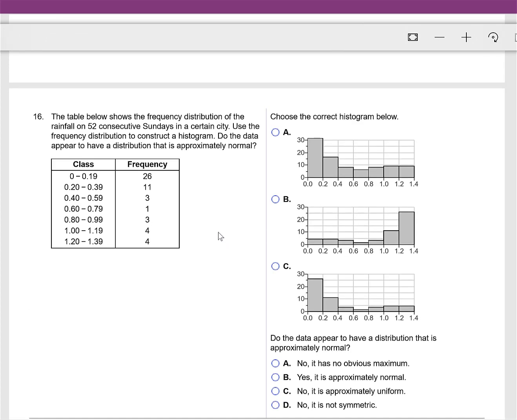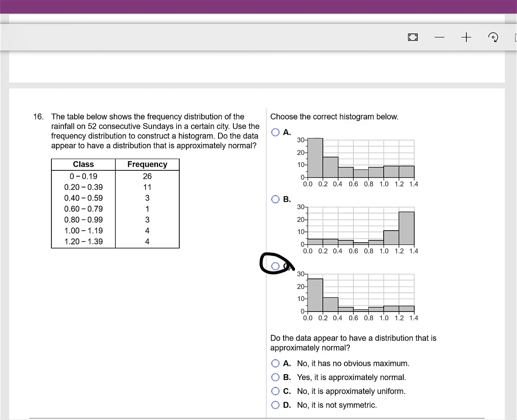The table below shows the frequency distribution of rainfall on 52 consecutive Sundays in a certain city. Use the frequency distribution to construct the histogram, and then they want us to tell them whether or not it has a normal distribution. So we start really high here at 26. Let's look at my graphs here. I notice this one's starting at over 30. This one's at 26 here. Then we drop down to 11, and then a 3. So it looks like the correct answer here is C.